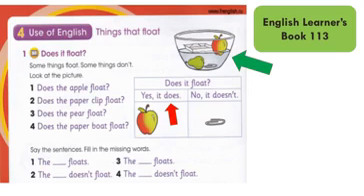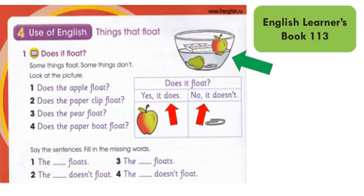How about the second one? Does the paperclip float? Observe or look at the picture, kids. Does the paperclip float? It means no, it doesn't. Will you repeat after me? No, it doesn't. We're going to say yes, it does if the object floats. But if it doesn't float, you're going to say no, it doesn't.